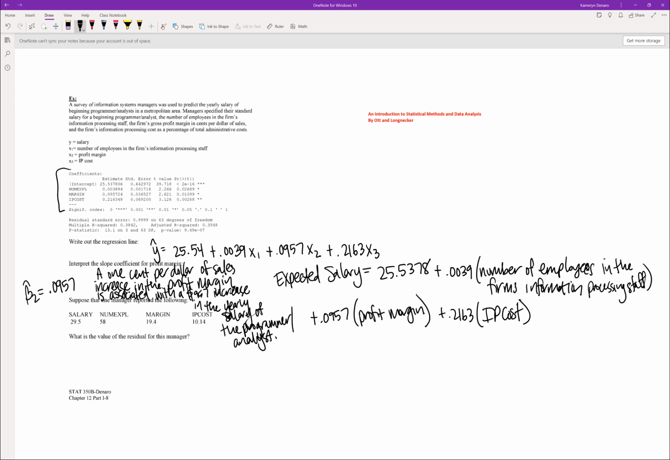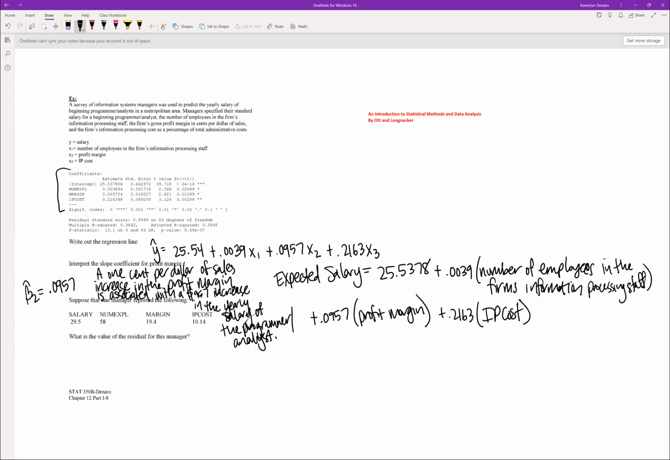Suppose that the manager reported the following. They have someone who has a salary of 29.5, so they're making $29,500. The number of employees in the firm's information processing staff was 58. The profit margin was 19.4 and the IP cost was 10.14. Let's get the value of the residual for this manager.